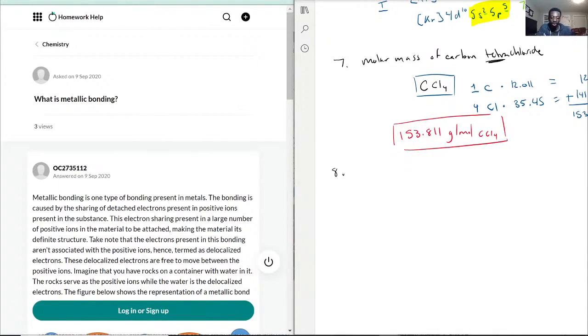Okay. What is metallic bonding? So that's actually quite a loaded question here. But in simple terms, there's 3 types of bonding, okay? And 2 of them you're quite familiar with because it's always discussed. There's ionic, covalent, and as they said, metallic.